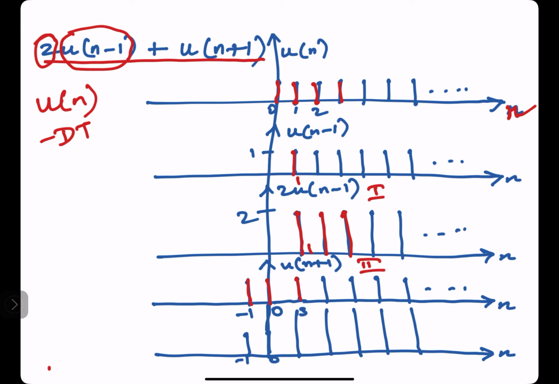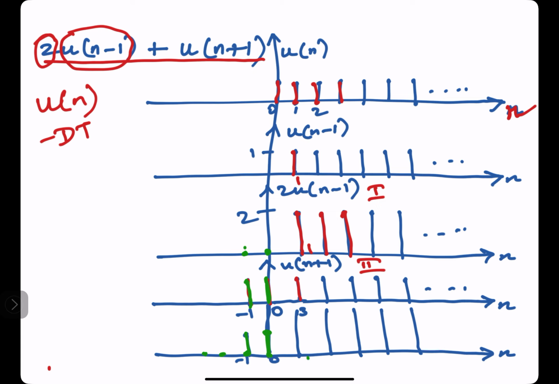Now we need to add these two signals. So how do we need to add? We need to check at all instances of n. See here, till this it is 0. At n equivalent to minus 1, here we have amplitude 1, so 1 plus 0 is 1. And at 0 what will happen? Here we have a 1, and this 1 plus 0 will give us 1 again.